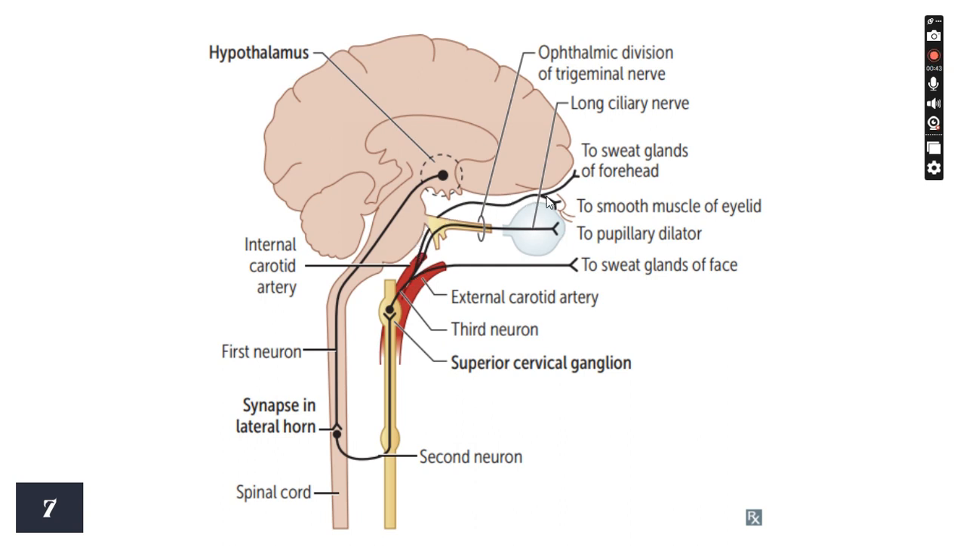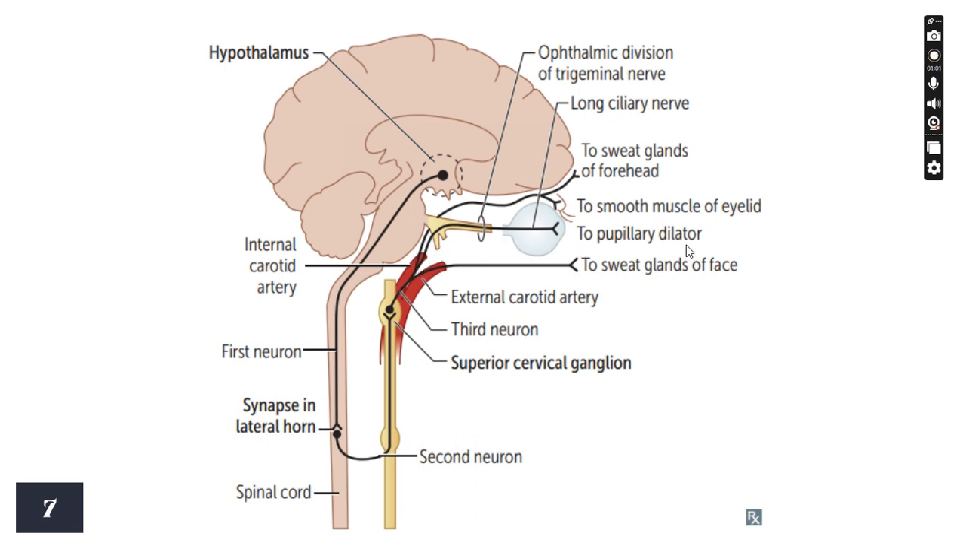The first one also has further two divisions, one to the sweaty glands of the forehead, the lower one to the smooth muscle of the eyelid, the superior tarsal muscle or the Müller muscle, it's the same name. Okay, it only contributes to 10% of the upper eyelid elevation.